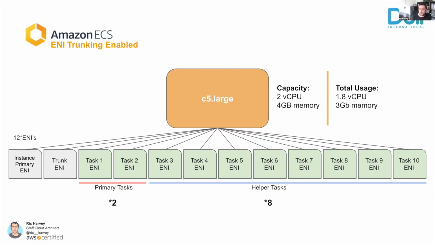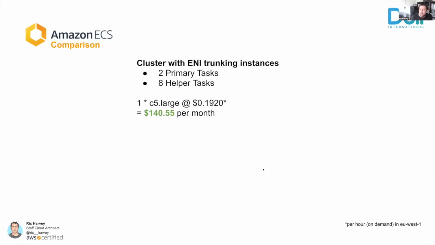So it's going to be cheaper for me to run this way. And if we have a look at that in numbers, a cluster with ENI trunking instances, I'm running 2 primary tasks, 8 helper tasks. I'm running 1 C5 large. The price of this has probably changed since I first wrote this. And it's roughly $140 a month.